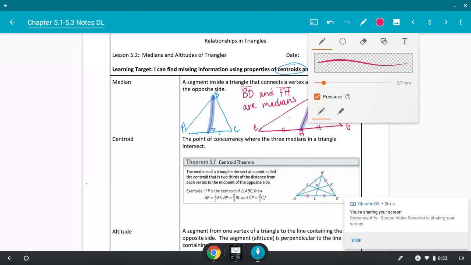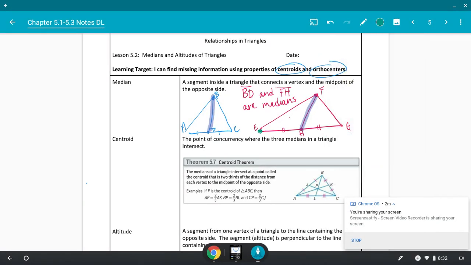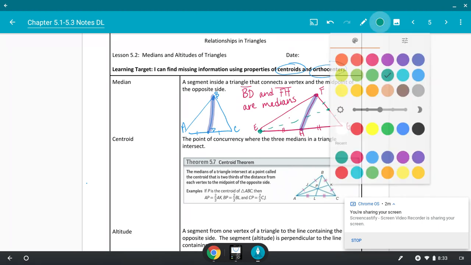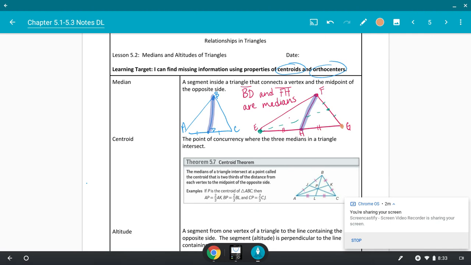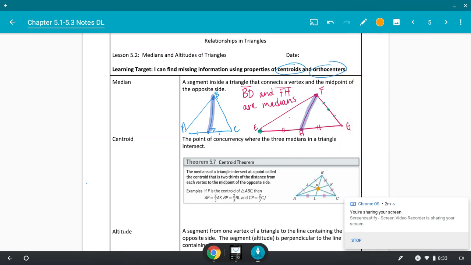Those are the medians. Well, when you cross all three of those, there's another one that goes from here to the middle of this side. And then there's another one that goes like this. You don't need to draw this, it'll get kind of messy. There'll be another one that goes from here to the middle of this side. And what you'll see is they cross here in the middle. That spot that all three of them cross, I'm going to take all these little markings out here. The spot that they cross right here is called a centroid. So a centroid is a point of concurrency where the three medians in a triangle intersect.